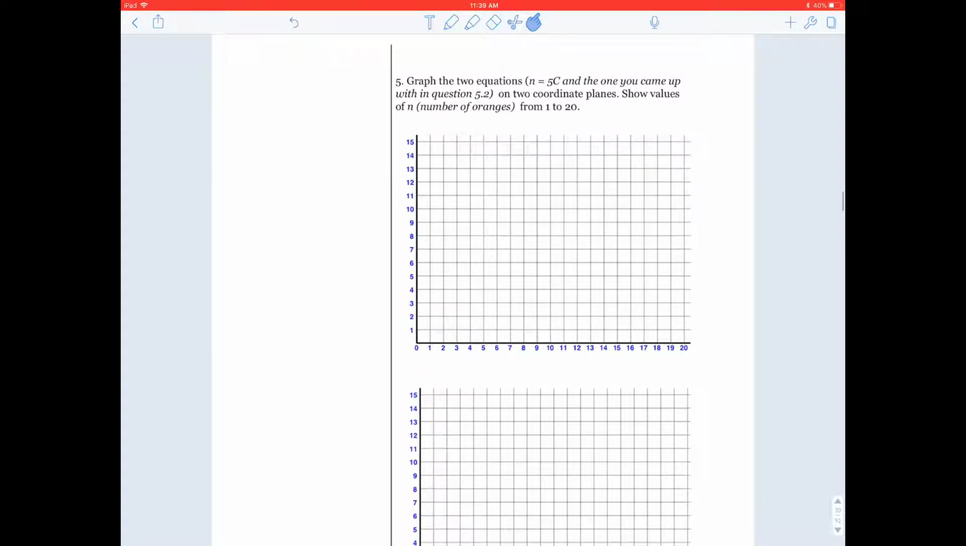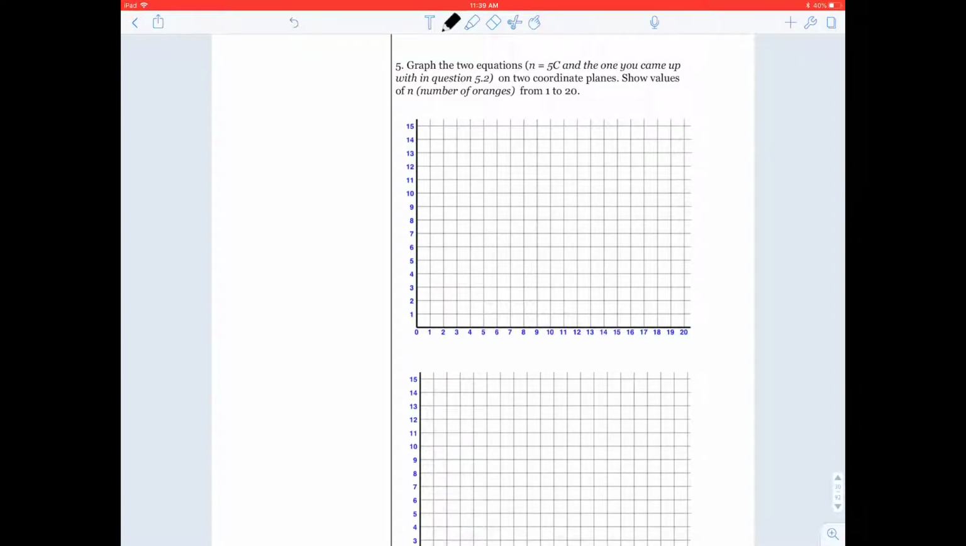So question number 5 asks us to graph the two equations. We're only going to graph one of them. So we're not going to graph n equals 5c. Instead, we are going to graph c is equal to 0.2n. Okay, so along the x-axis, along the bottom axis, is the number of oranges. And then along the side here is the total cost. And this is in dollars.